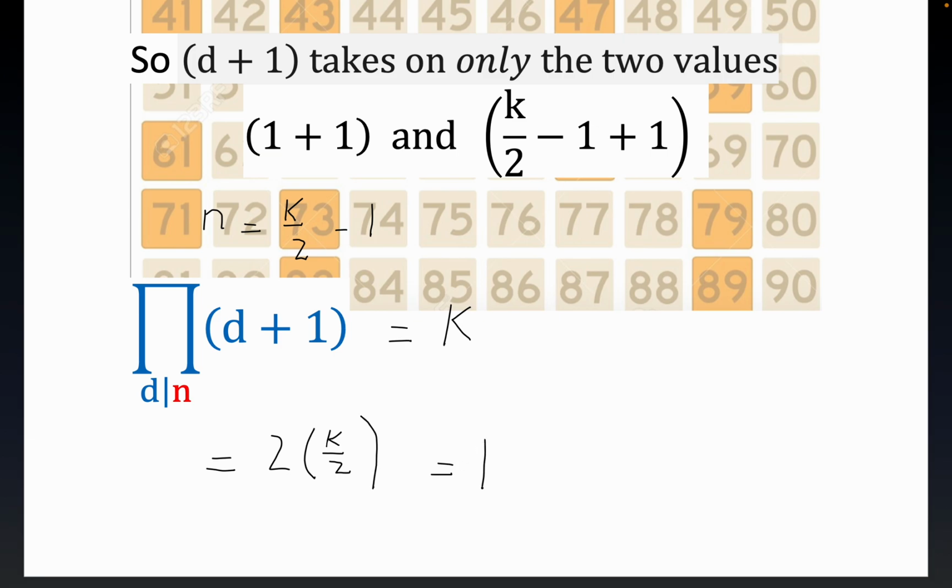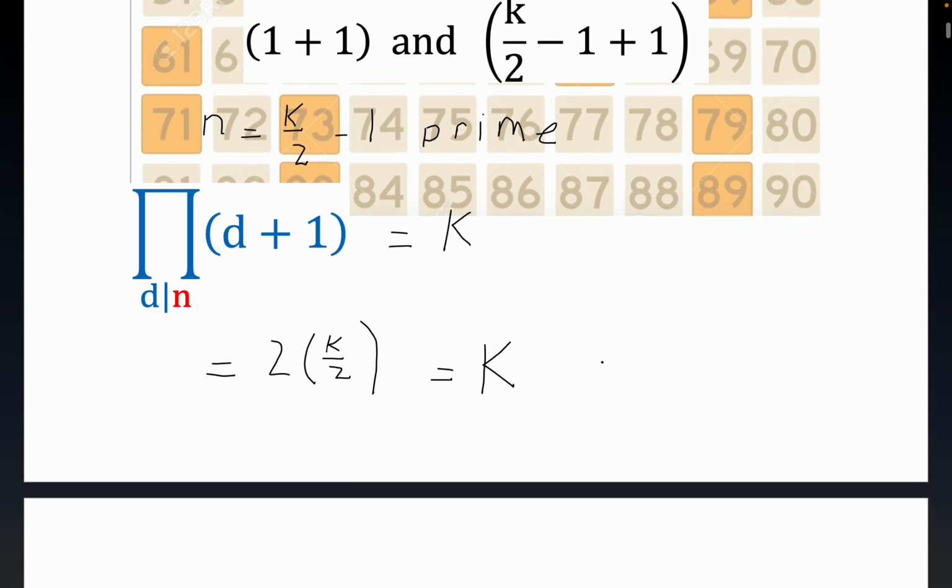So we've shown that if the integer n equals k over 2 minus 1, a prime, and again we're just hard coding it, we're saying it is a prime, then it has two divisors, and when you add 1 to each of those divisors, you get a product that's equal to k. It's as simple as that.